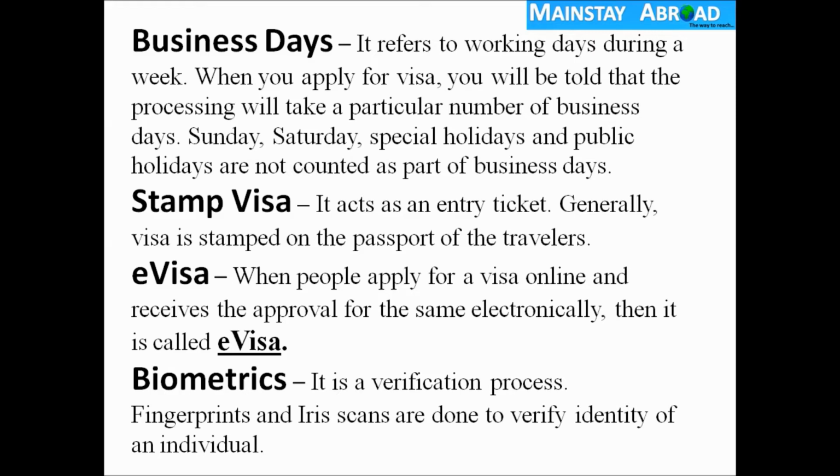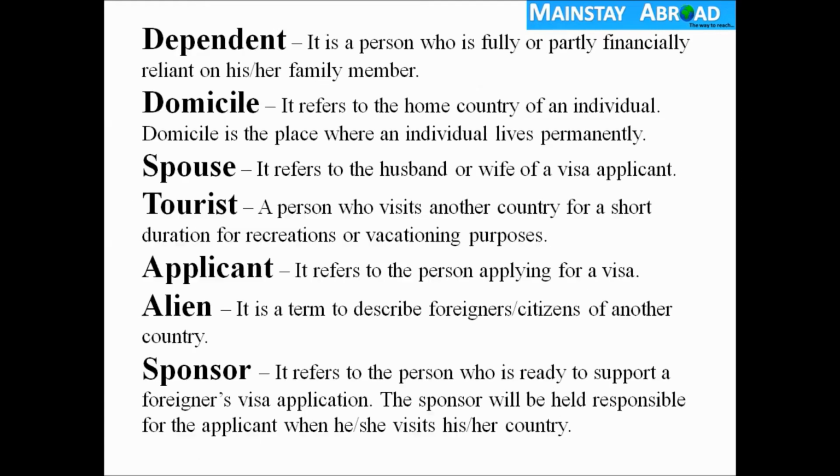E-visa. When people apply for a visa online and receive the approval for the same electronically, then it is called an e-visa. Biometrics. It is a verification process. Fingerprints and iris scans are done to verify the identity of an individual. Dependent. It is a person who is fully or partly financially reliant on his or her family member.